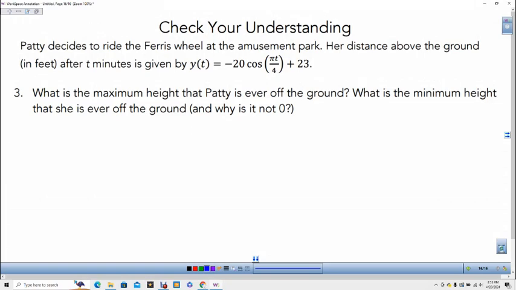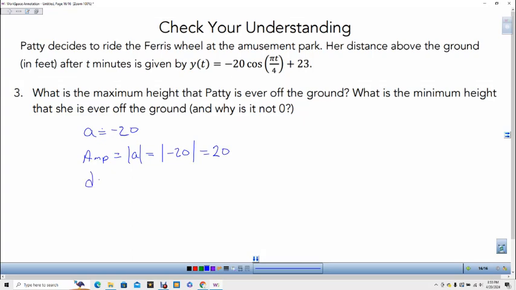All right, what is the maximum height that Patty is ever off the ground? What is the minimum height that she is ever off the ground? And why is it not 0? All right, so quick, easy way to do this. We know that A is equal to negative 20, but amplitude is equal to the absolute value of A, which is the absolute value of negative 20. So that means it's 20.